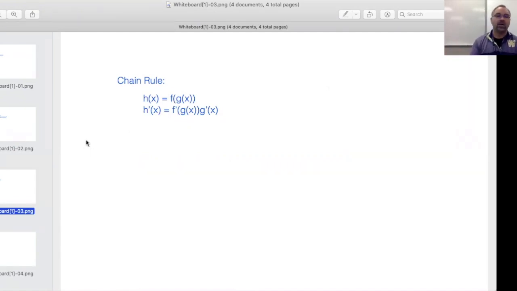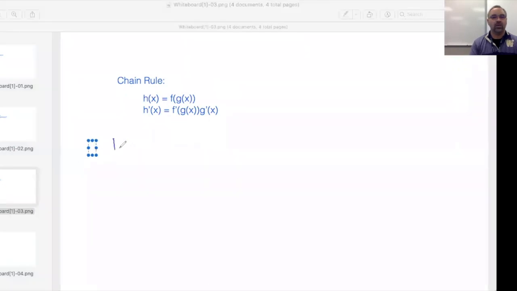So in this one, I'm going to define, hey, how about we have a pen and not that tool? I'm going to define h of x to be the sine of x squared. So if x squared is inside, now we have ourselves a chain rule problem.